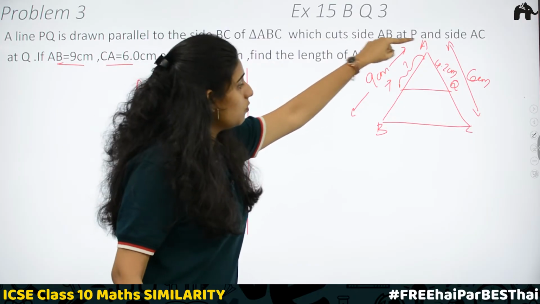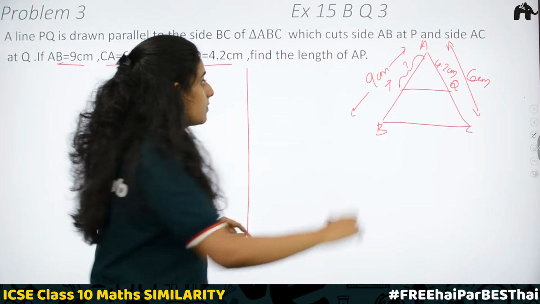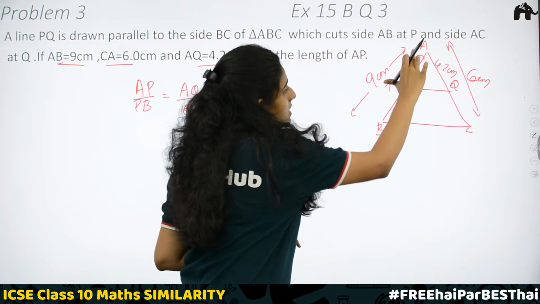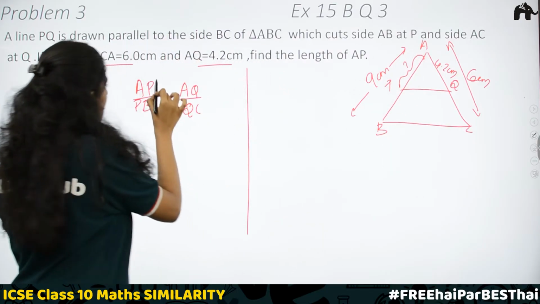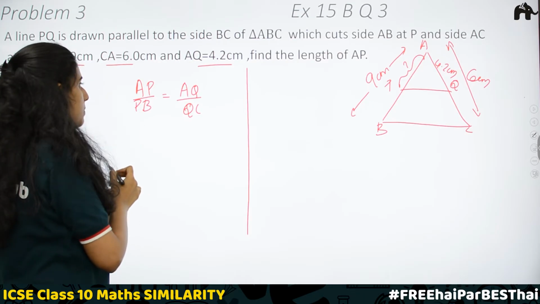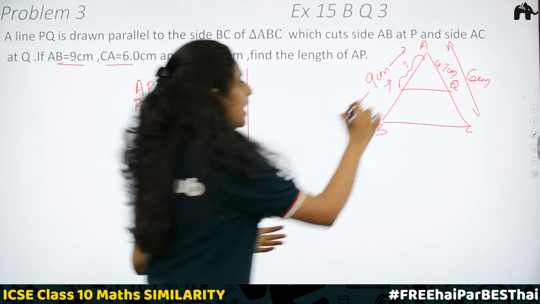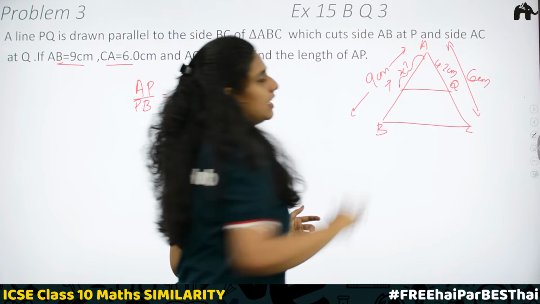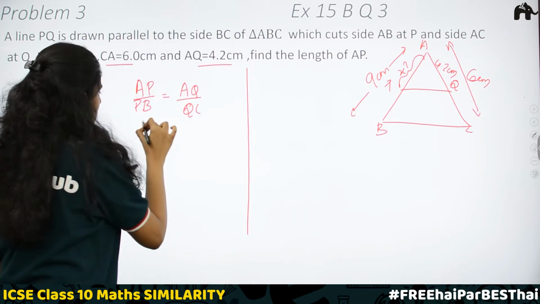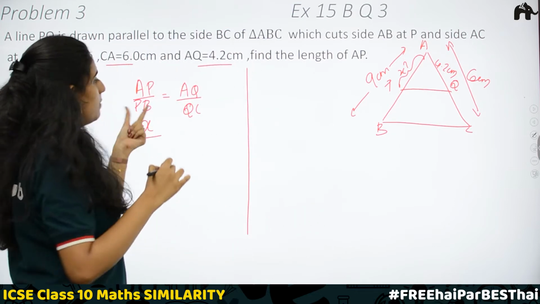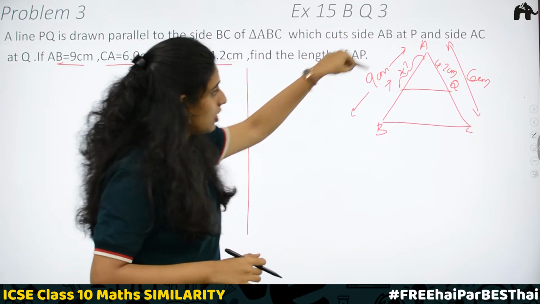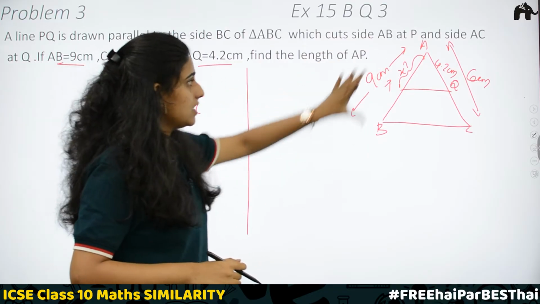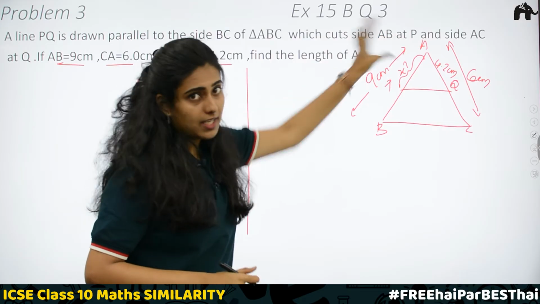Yes, AQ by QC. Here we know this total length AB. If I know what AB is, then we can find AP. How? Here we need AP, right? We don't know what AP is. Let us take AP as some X. We are taking AP as X. What about PB? PB is this part. To get this part from total length 9 centimeter, we can subtract the small part X.